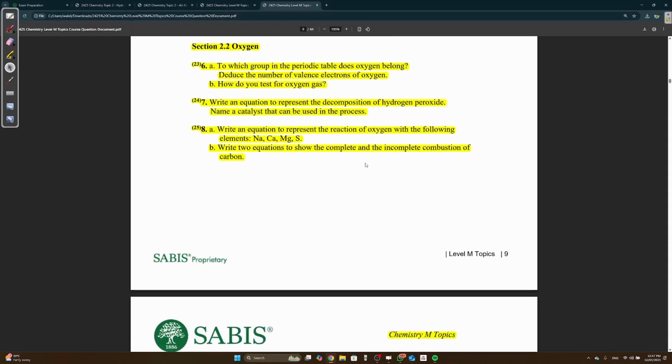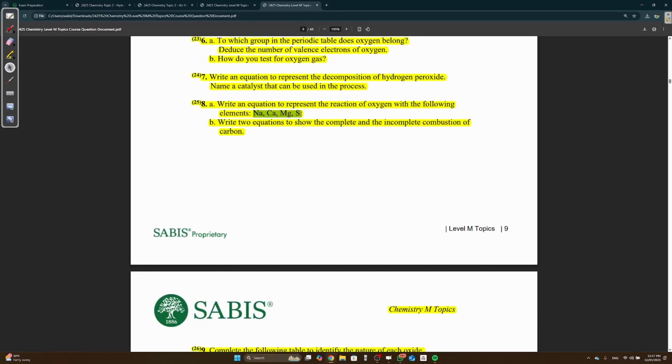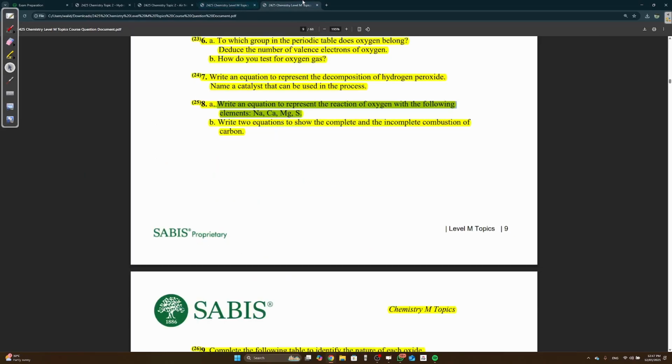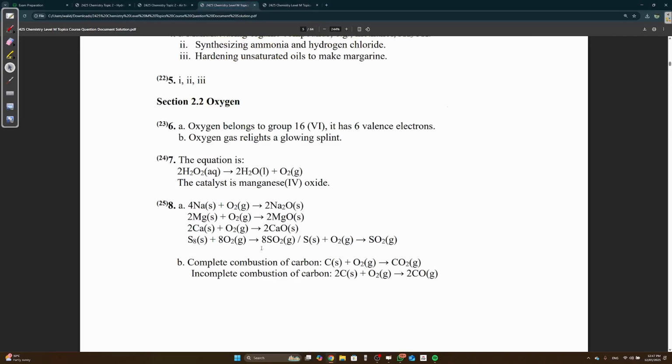Write an equation to represent the reaction of oxygen with Na, Ca, Mg, and S. This came in the CA in week 11, so you should know this. These three, please know them. The last one didn't come. You can write this or this; this one looks nicer.